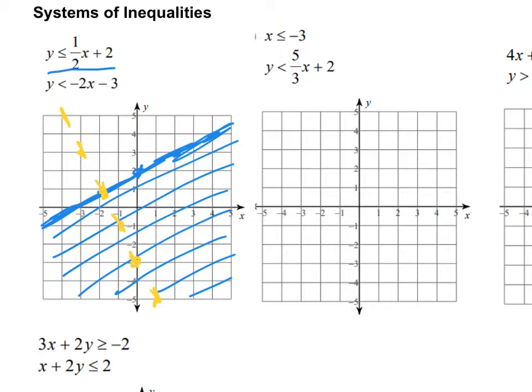Since it's a less than, I'm going to shade below. Now my answer is where these two things are overlapping. So notice I did them in two different colors so that it's going to stand out. So this green part is my actual answer. Technically I could erase any other shading on here. It's just this bottom left part of my graph.